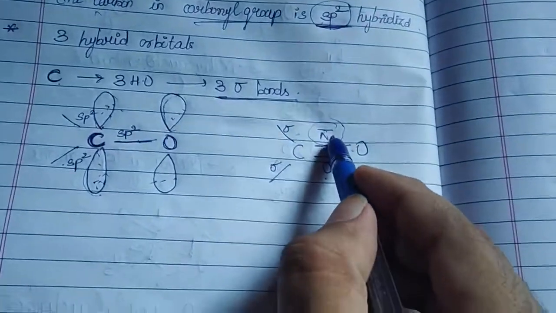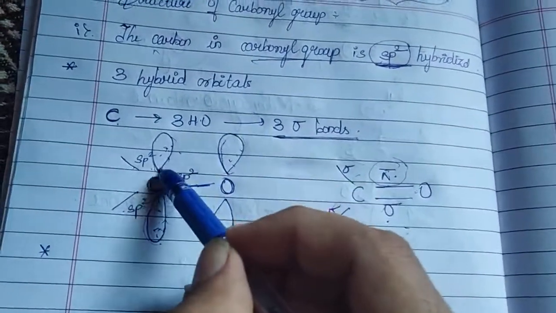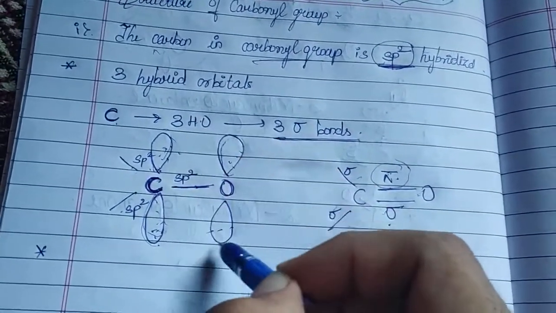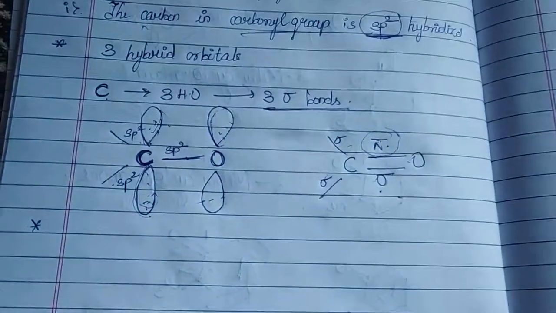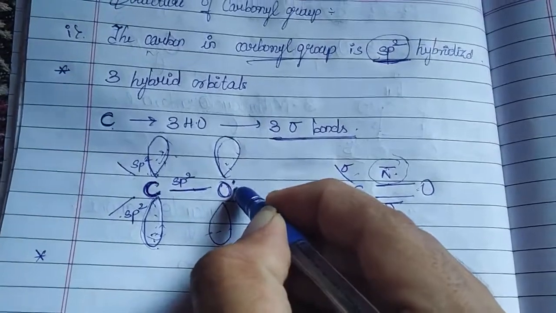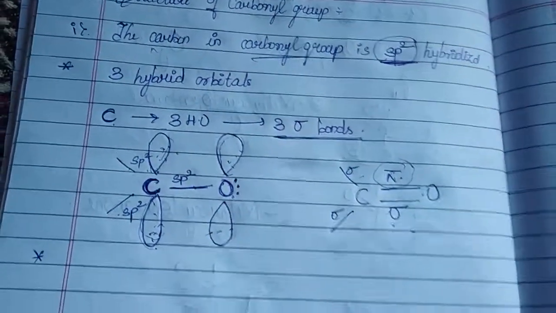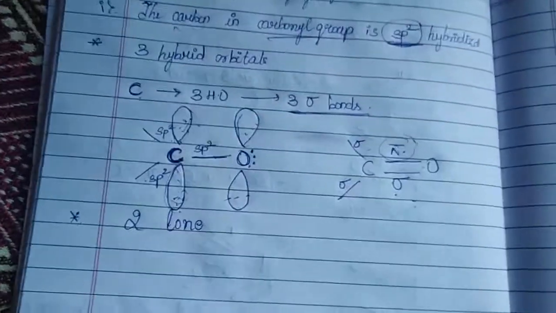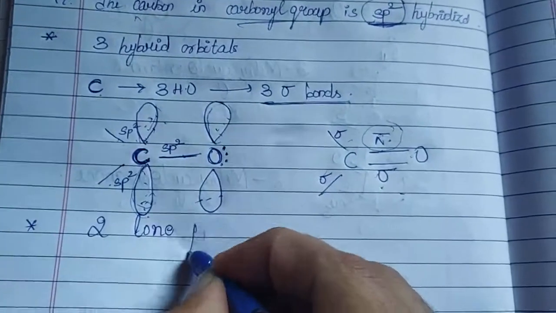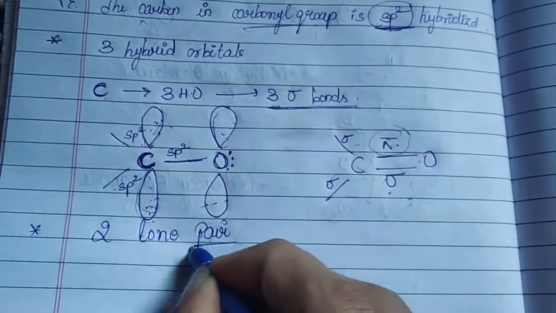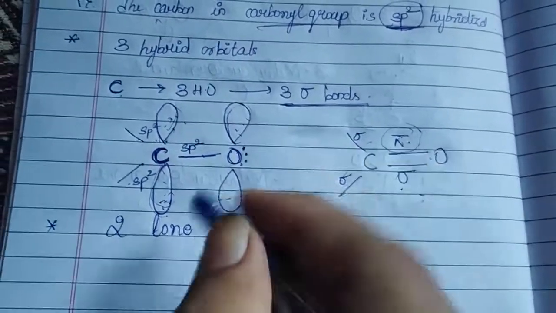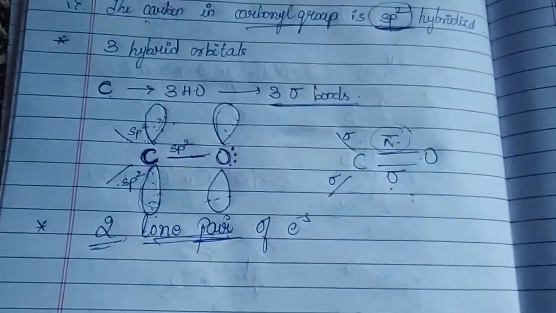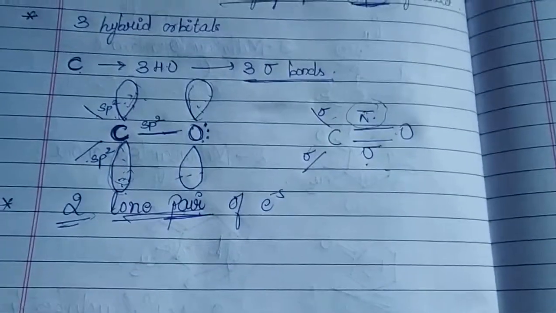So in the carbonyl group we find 3 sigma bonds and 1 pi bond. And how does this pi bond exist? By the sideways overlap of the unhybridized pz orbital of the carbon and the pz orbital of the oxygen. And do remember, this oxygen also has two lone pairs of electrons. See the spelling of lone, L-O-N-E, not L-O-A-N. Two lone pairs, so totally there are 4 such electrons. So this is the general structure of our carbonyl group.